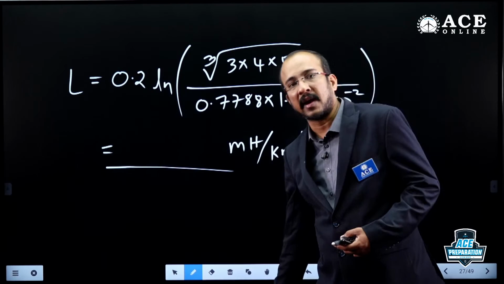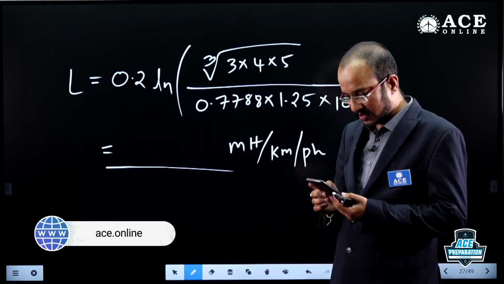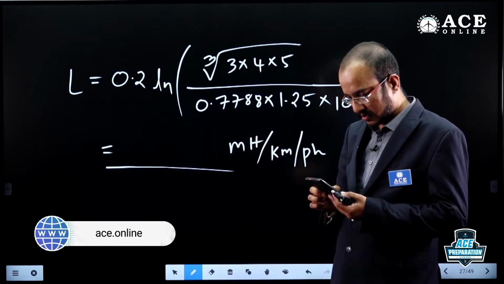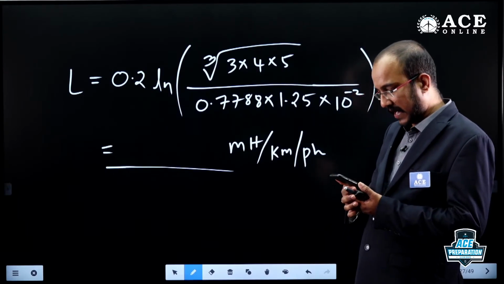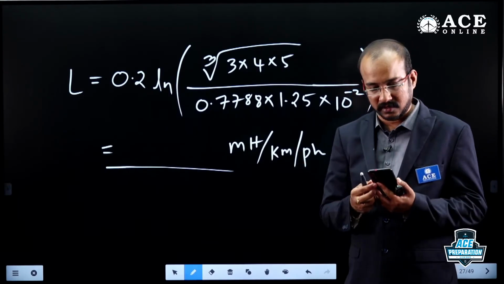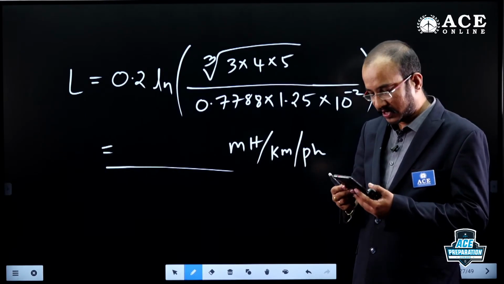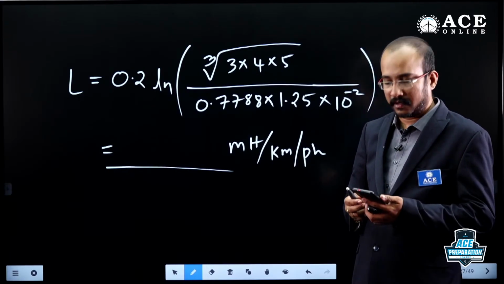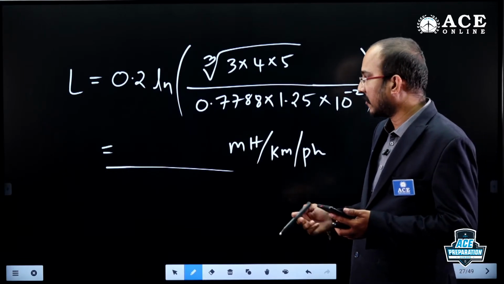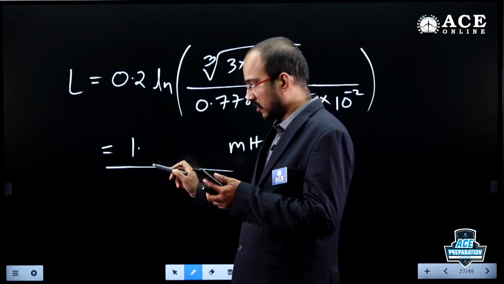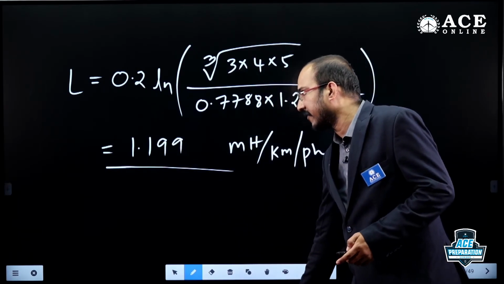Try to calculate and post the answer. So what is the value of inductance per phase that you got? Try to calculate and post the answer. Done? Anyone? 1.199 millihenry per kilometer per phase.